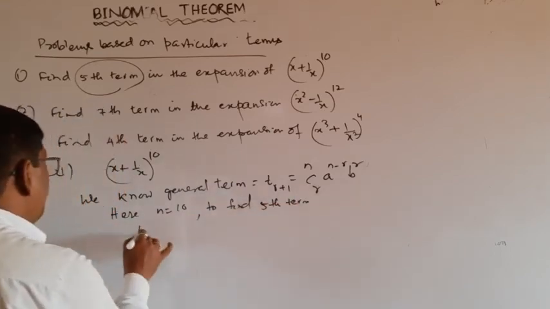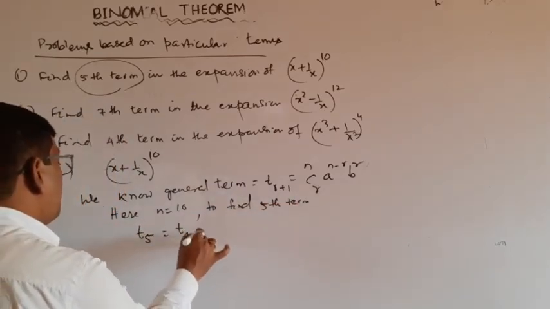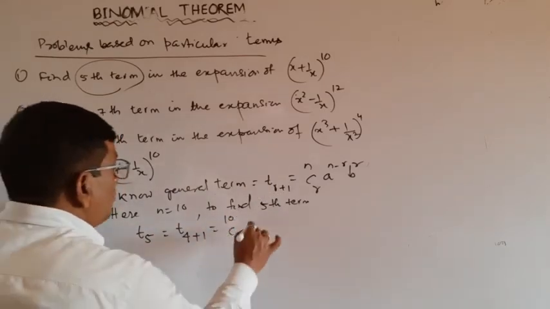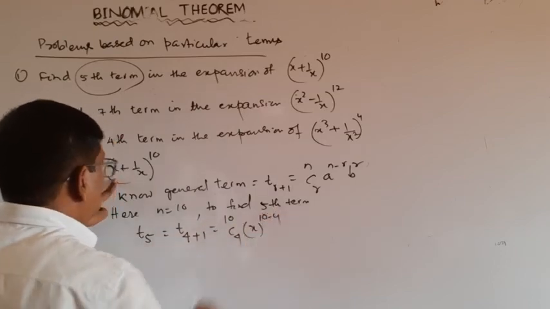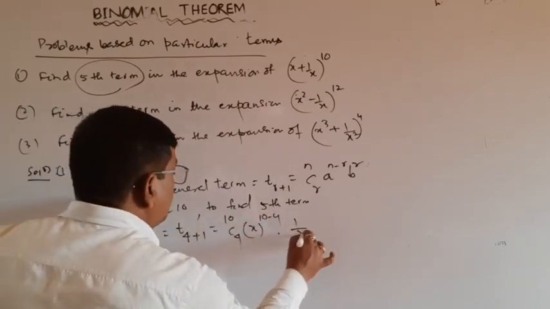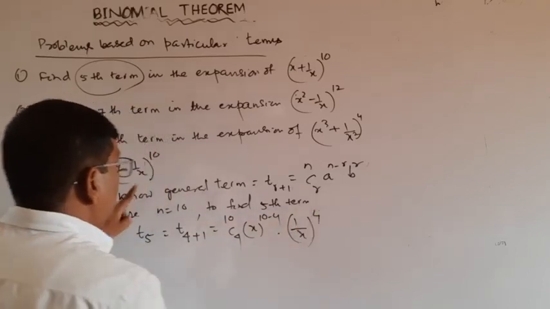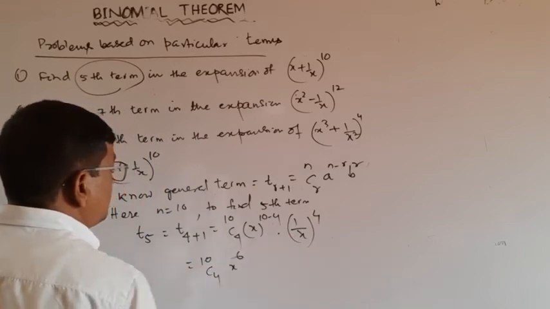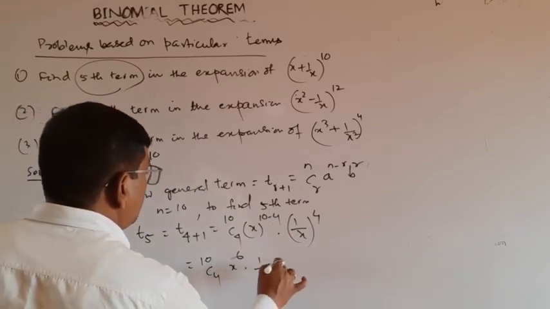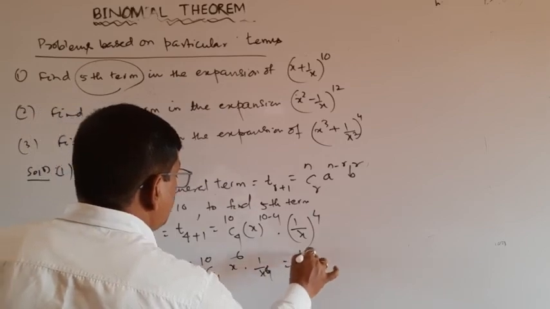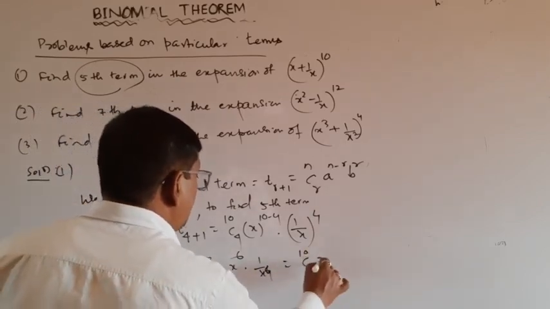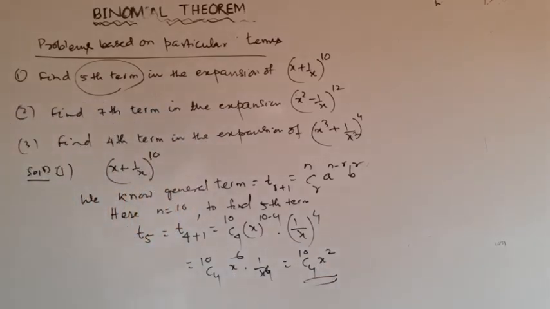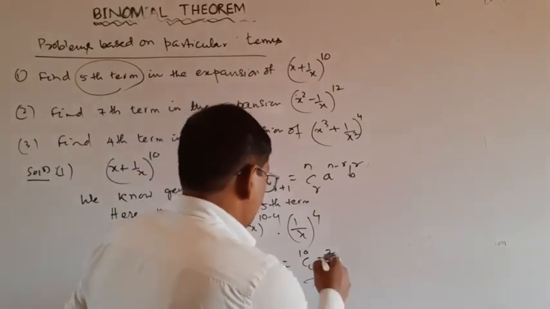So T5 can be written as T(4 plus 1). So 10C4, a means x, to the power 10 minus 4, into b means 1 by x, b to the power 4, that is 10C4, and this is x to the power 6 into 1 by x to the 4. So this is 10C4 into x square. This is the fifth term.